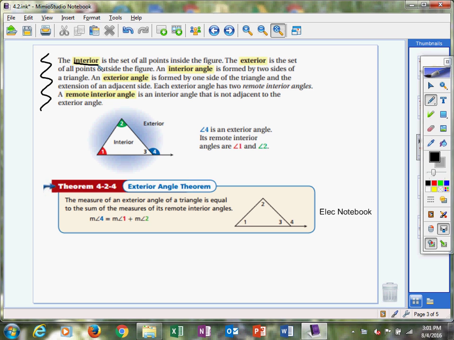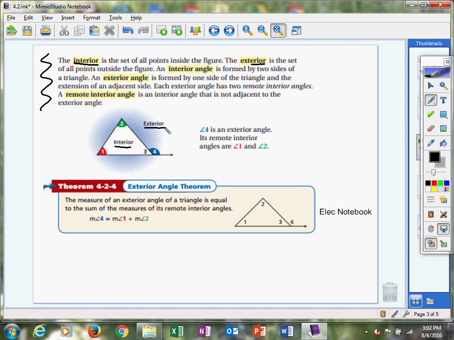The interior is the set of all points inside the triangle itself. Exterior is all the points that are outside of that. And I don't know why that line just showed up, so I apologize for that. It just popped up there all of a sudden, but that exterior is outside of it.